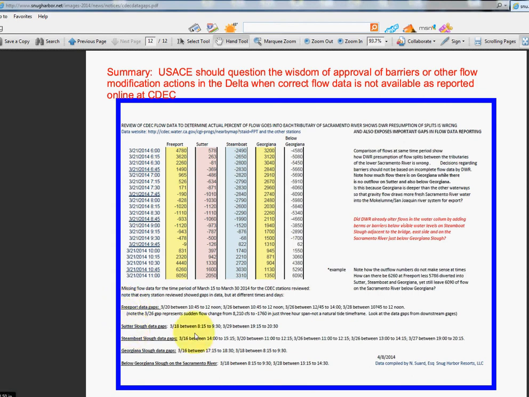On Sutter Slough, the data gap was on 318. On Steamboat Slough, we had data gaps on 316, 320, 326, and another one on 326, and then another one on 327. So obviously they were really experimenting on Steamboat Slough. Georgiana had a data gap between 316 and 318, and then I have a whole other review of the April. I then went and looked at Georgiana in April, and that's a huge one. So below Georgiana Slough on the Sacramento River, there were data gaps on 318 and 328. All of this represents water flow that is not being accounted for.